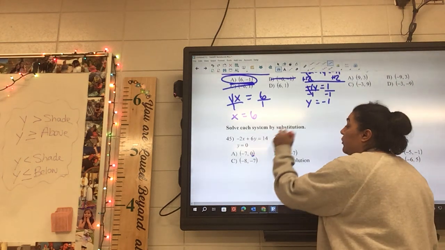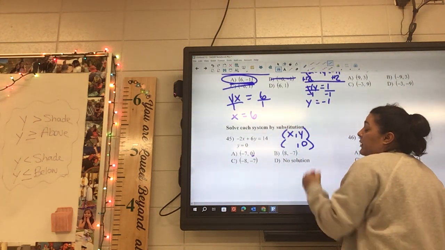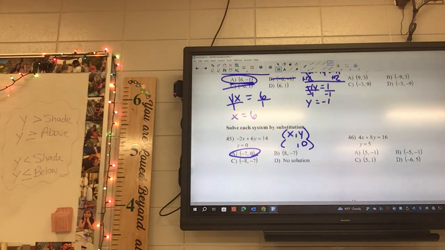Okay, this is the one that goes like this, x comma y. The y is already solved for us. It's 0. So it's something, 0. Okay, so it's got to be A. However, you would take it and plug it in and solve for the x, okay?